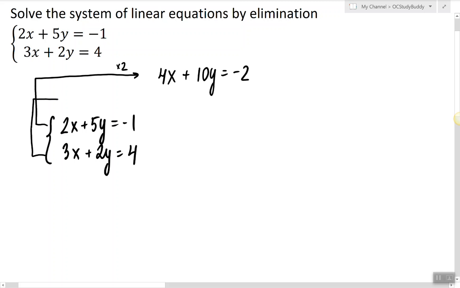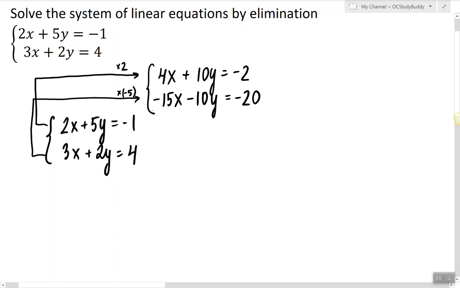Now I'm going to multiply the second equation by 5, and that will make the coefficient of y 10. However, I want the coefficients to have opposite signs. So I'm going to multiply it by -5. And when I multiply it by -5, I'll get the following. I have -15x plus, well, now it's minus 10y equals -20.